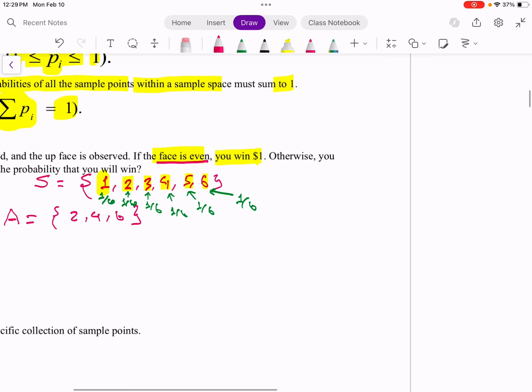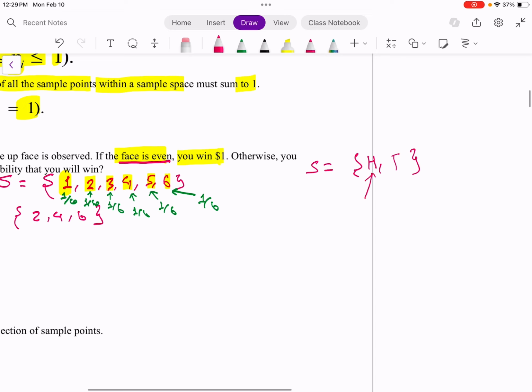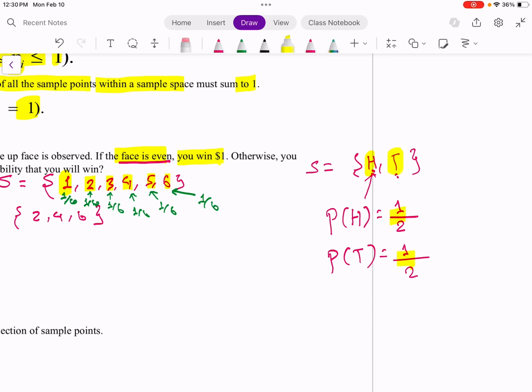Now if we had an experiment of tossing a coin, our sample space contains head and tail, right? What is the probability of getting head? Let me write P of H. This is equal to 1/2, because we have 1 head divided by the total sample points, which is 2. Similarly, the probability of getting tail is 1/2. And when we add the probability of getting head and the probability of getting tail, the sum is 1, 1/2 plus 1/2 is 1, which is the second rule of probability.